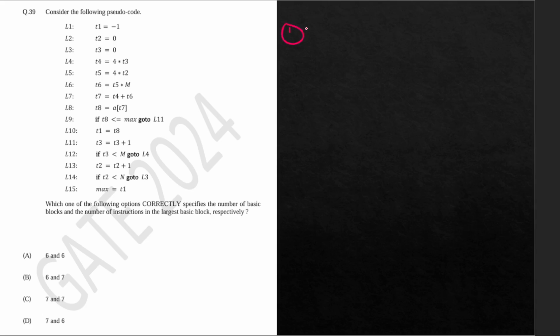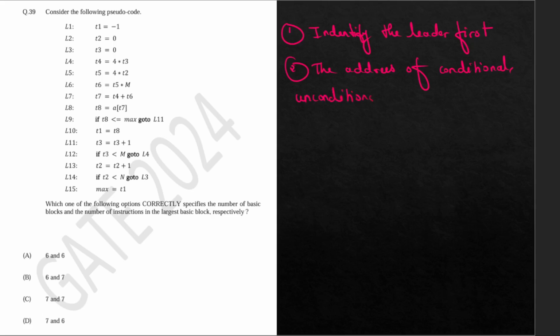First step is identify the leader first. Identify the leader first. What this means: the first statement of 3AC is the leader. Second, the address of a conditional or unconditional go to is the leader, which is the target location of go to. And the third is the immediate next line of go to is the leader.